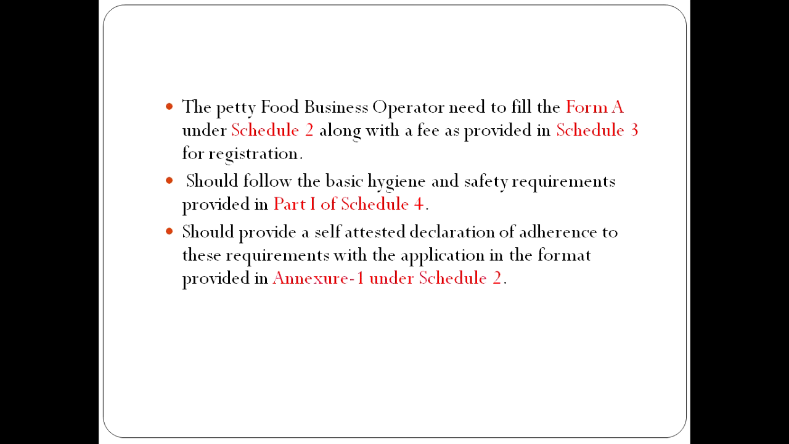Then next, he should provide a self-attested declaration. I mean, the petty food business operator should provide a self-attested declaration of adherence to those requirements with the application, in the format provided in Annexure 1 under schedule 2. Whatever requirements are given in schedule 4, that is the safety and basic hygiene requirements, along with the schedule 2 and schedule 3 requirements, everything will be given in the application, and he needs to give a self-attested declaration, as provided in Annexure 1 under schedule 2.